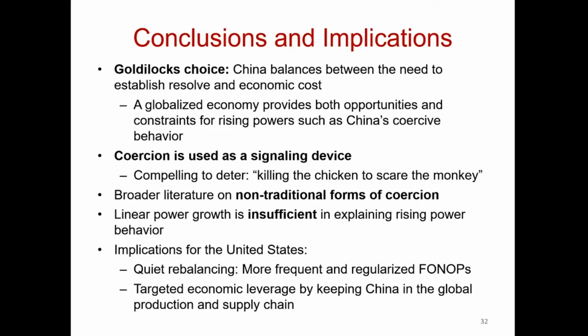And second, I would argue that on the economic front, the United States would have a lot more targeted leverage by keeping China in the global production and supply chains and keeping China continuously vulnerable and dependent on key U.S. technologies.